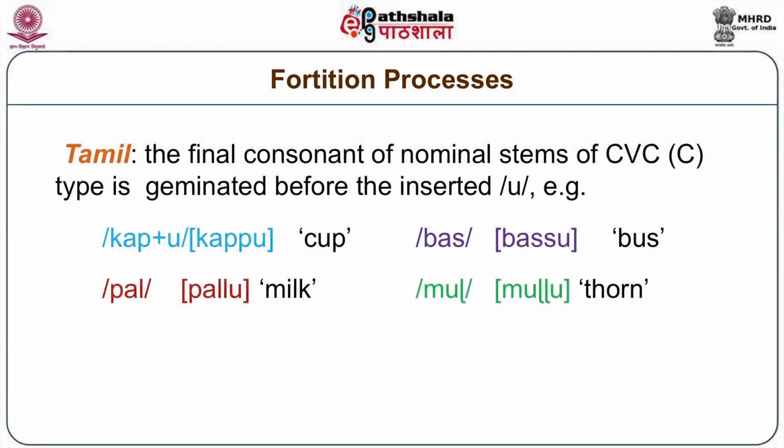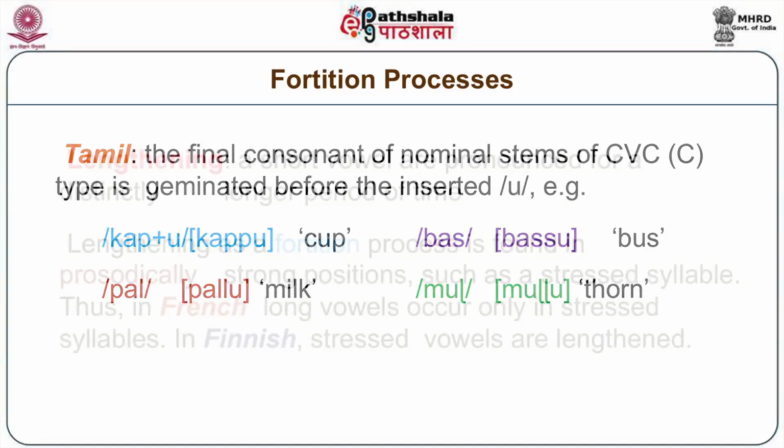In Tamil there is a gemination process widely found in those complex words where the stem is followed by an oo vowel which is added to it. In such a case, the consonant before oo is geminated. For example, we have here on the screen words such as kappu or bassu or pallu or mullu, etc.